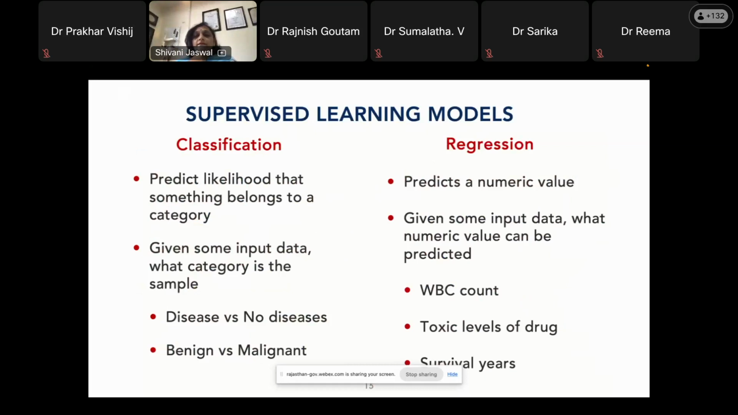On the other hand, the regression models, they predict a numeric value. You give some data and then it will predict the numeric value, like the toxic level of drugs, how many survival years the patient has. So this is a numeric value. So these two models are the commonly used models in the AI tools that we have.